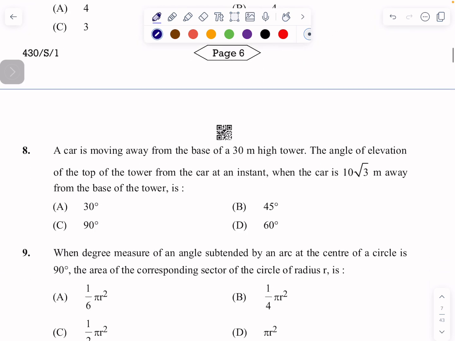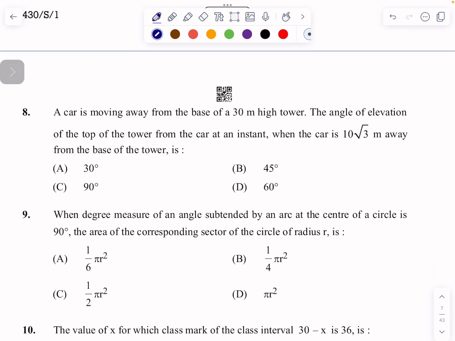Now come to the next question. A car is moving away from the base of a 30-meter high tower. The angle of elevation of the top of the tower from the car at an instant when the car is 10√3 meter away from the base of the tower is. So what is the height of the tower? The height of the tower is 30 meter, right? Let us say this is the height of the tower, that is 30 meter.